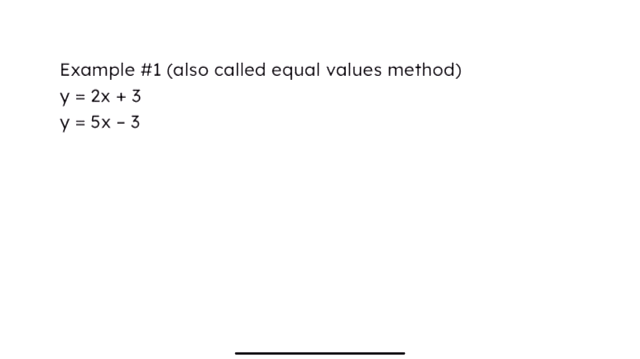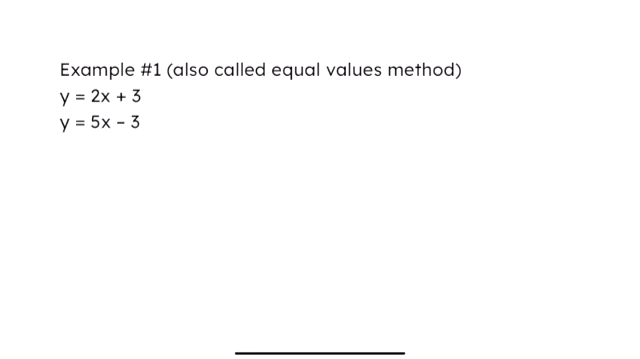The first example we're going to look at, you can also refer to as the equal values method, and you're going to see why. So this consists of two equations, y equals 2x plus 3 and y equals 5x minus 3. You may recognize these because they're in what we call slope-intercept form, or y equals mx plus b. Oftentimes when we're given something like that, we're representing a situation or we're graphing. It's the same type of equation. But in this case, we're just going to be working with the algebra.